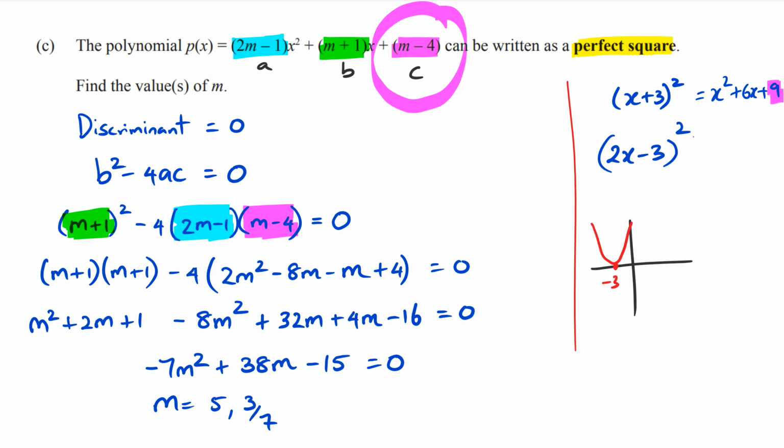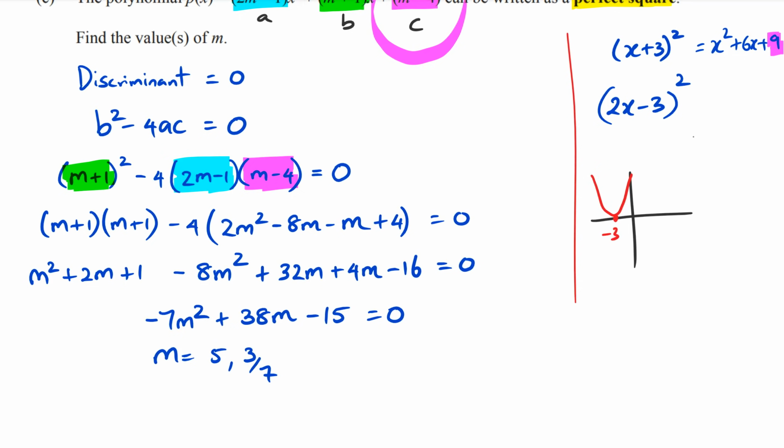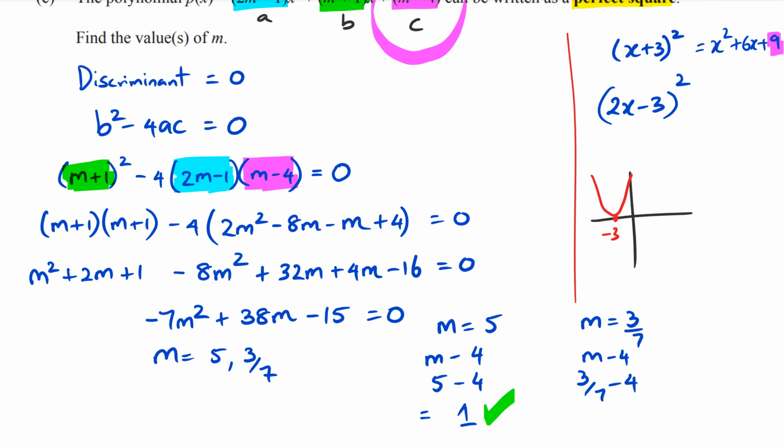So I'm just going to take that m minus 4 and substitute 5 and 3 over 7 to see which one is going to give me a perfect square number. If I put m equals 5, then m minus 4 is 5 minus 4, which is equal to 1. Now this is a perfect square, so this is fine because 1 is a perfect square. That's going to work. But if I put m equal to 3 over 7, then m minus 4 is 3 over 7 minus 4, which equals negative 25 over 7. Now this is not a perfect square number, so this one is not going to work out.